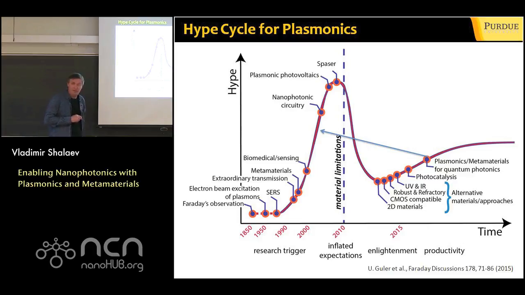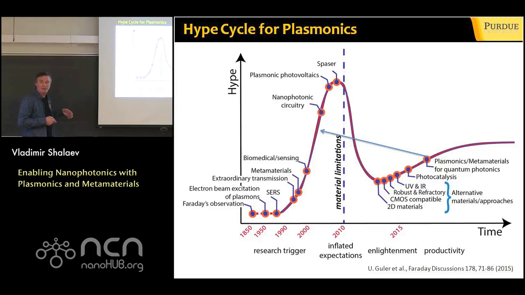And actually, a number of new materials have been proposed, including these CMOS compatible transparent conducting oxides, and transition metal nitrides, robust, so that they can sustain high temperatures. 2D materials came around at the same time. That's very important because they could help with switching, tuning materials. I showed several examples when you combine graphene with plasmonic structures. So that's all alternative materials, alternative when compared to silver and gold. And they also enabled a number of new applications, such as photocatalysis.